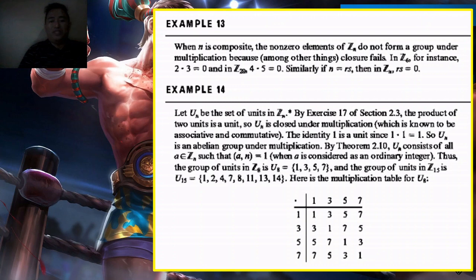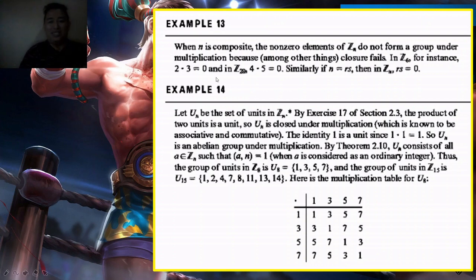Example number 13. When n is composite, the non-zero elements of Zn do not form a group under multiplication. Kung composite na itong n class, dili na siya prime. Because among other things, closure fails. Mo-fail ang closure kay non-zero elements man sa Zn. Example sa Z6, for instance, 2 times 3 is 0. Ang 0 wala na siya sa Z6. Ang non-zero elements of Z6 kay from 1 lang to 5.